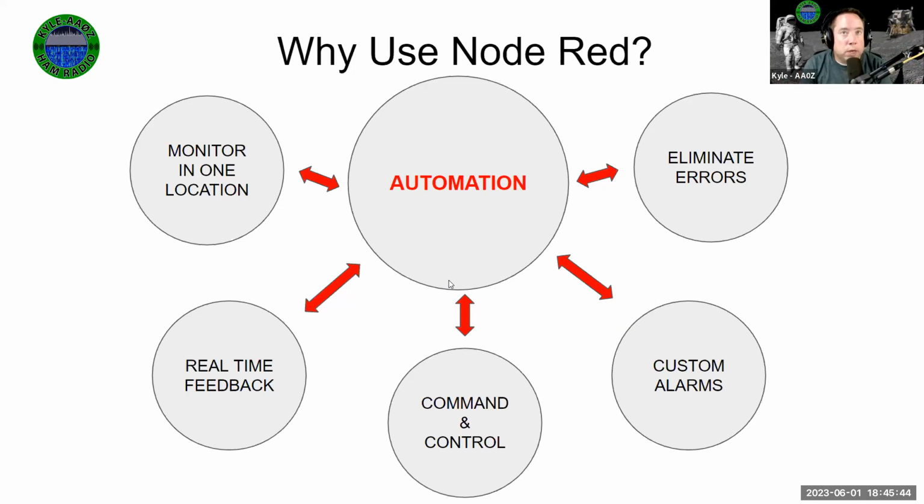We're also getting real-time feedback. I'm not really sure how many times I've looked back at my amp and I'm on the wrong band, or the amp is going crazy and I didn't know it for 15 minutes because I've been running, right? Again, I'm getting real-time feedback on all my devices.